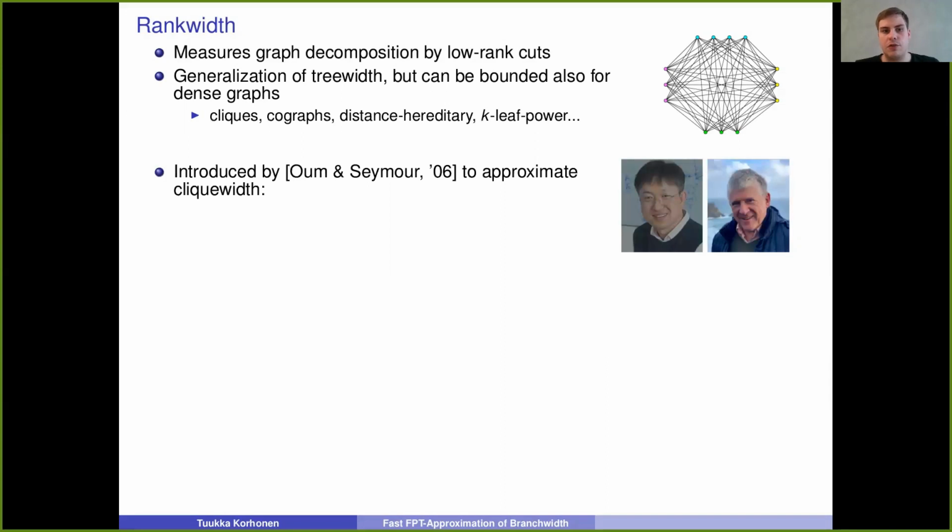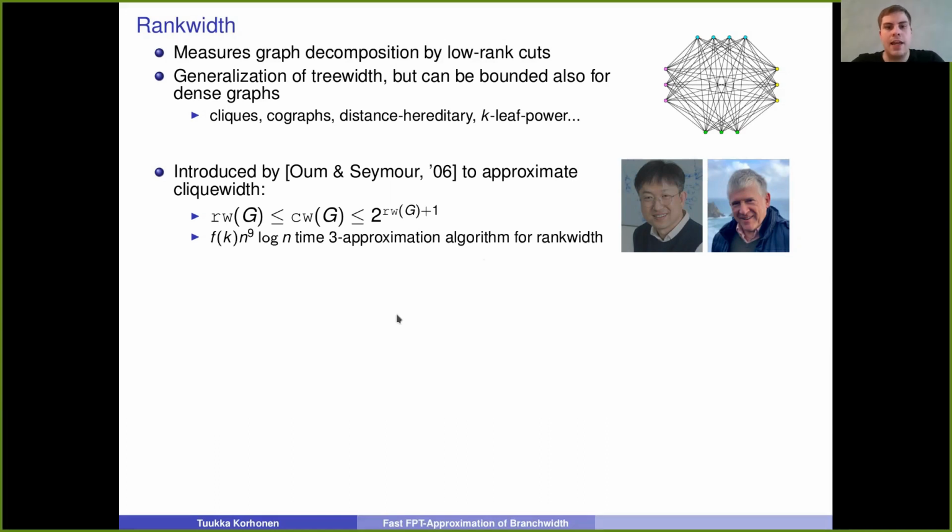Rank width was introduced by Oum and Seymour in 2006 to approximate another graph parameter, clique width. They showed that rank width and clique width can be bounded as functions of each other: rank width is at most clique width, which is at most 2 to the rank width plus 1. Then they gave a three-approximation algorithm for rank width with running time f of k, where k is the rank width, times n to the 9 log n, which by this relation also gives some approximation for clique width as a function of the clique width.